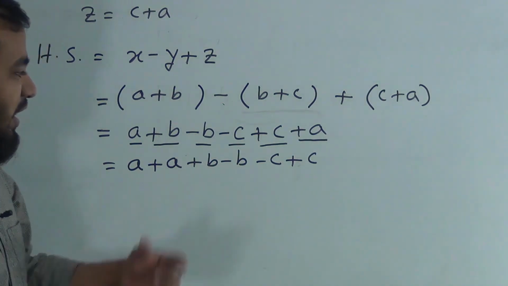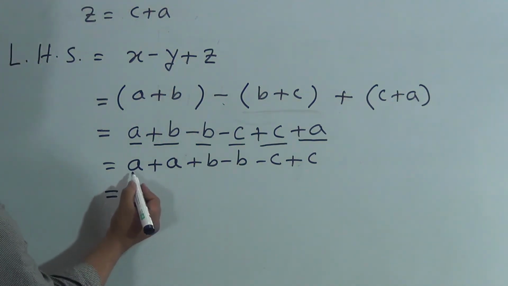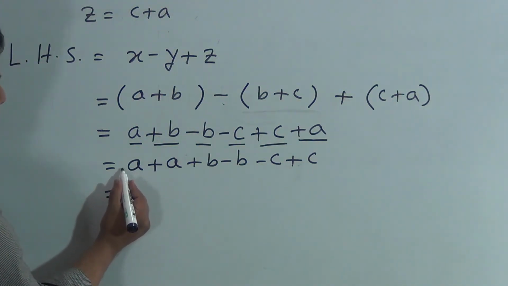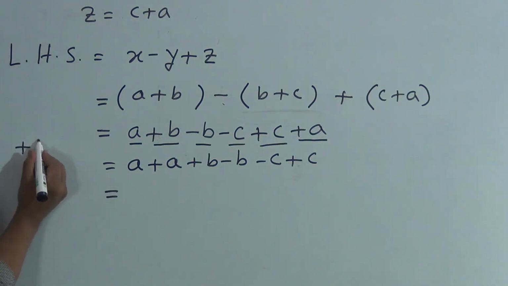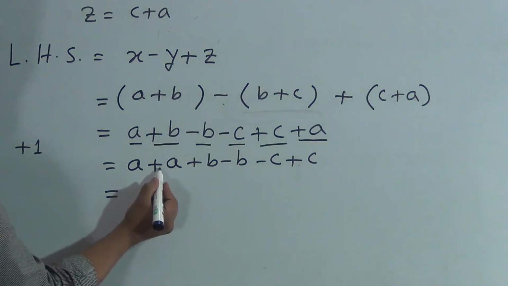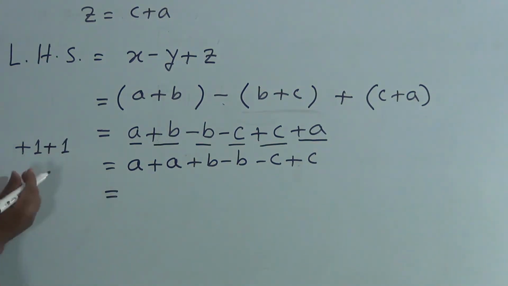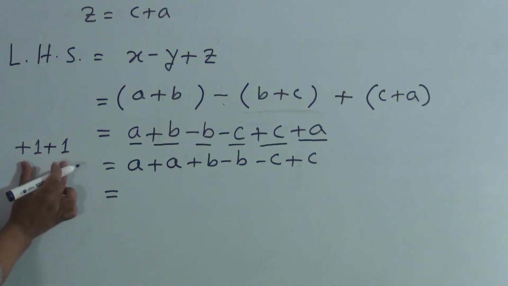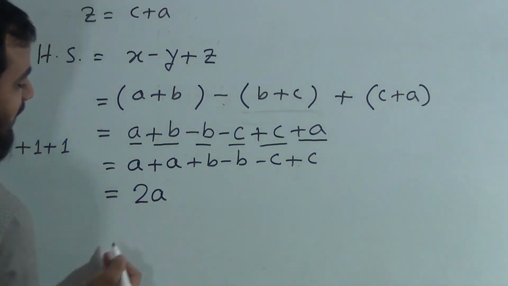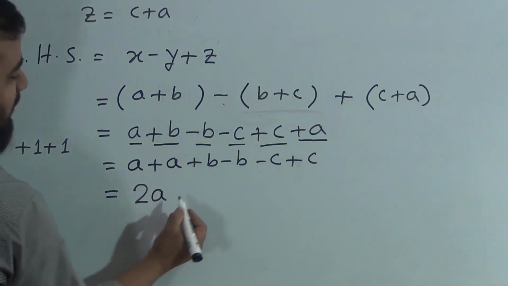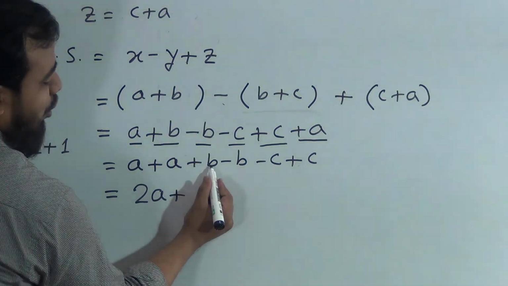Okay. Now we can add or we can subtract. How can we add or subtract? Look, this a has plus 1 as the coefficient. That means our first numeral is plus 1. And this second a has plus 1 as coefficient of a. That is why our second numeral will be plus 1. So plus 1 plus 1 makes how much? Makes 2. And our variable is a. It's twice a.